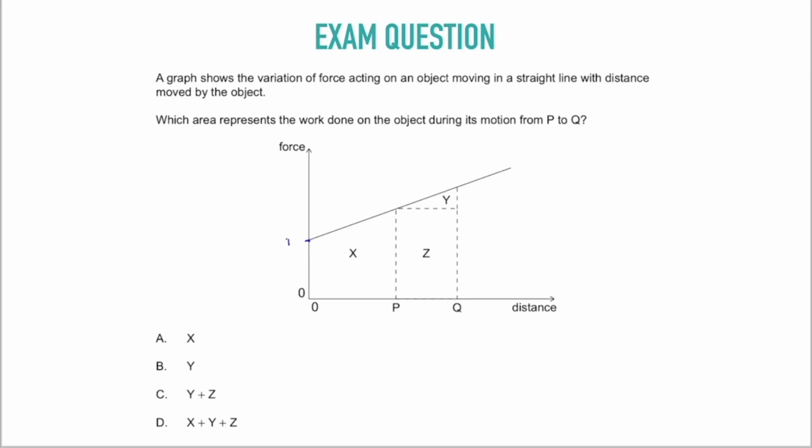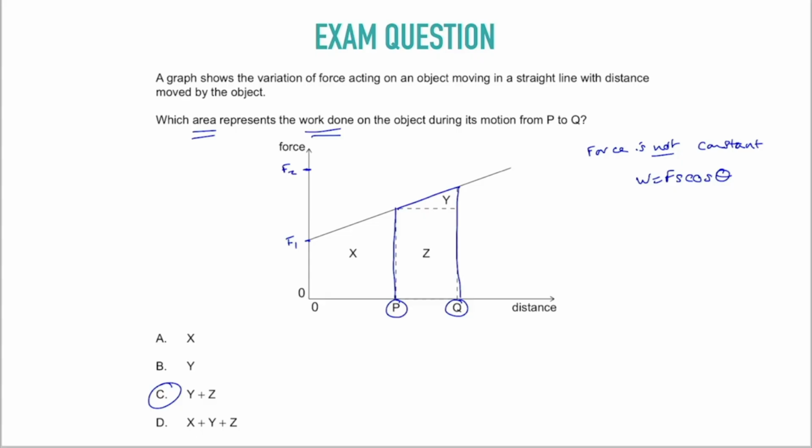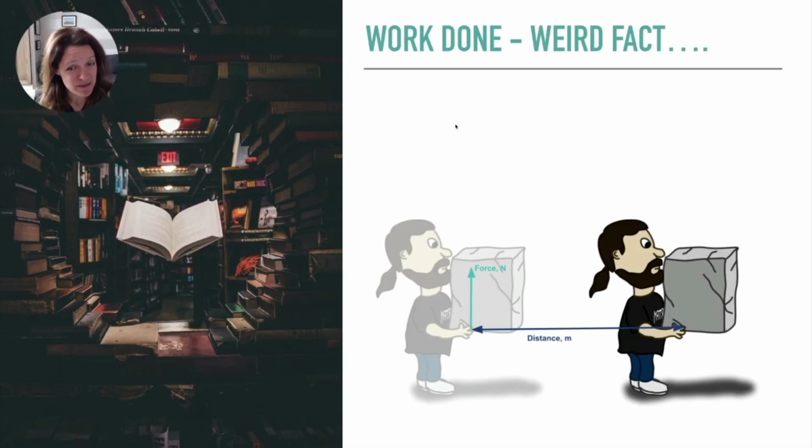Now, what we'll notice is the force it begins with is different from the force at the end. So the force is not constant. That means we can't use W equals Fs cos theta. And in fact, the answer is really given in the question. It says, which area represents the work done moving from P to Q? So we have to calculate the area underneath the line at that point. So the area is y plus z, and that is C. Move on. Here's a weird fact about work done.